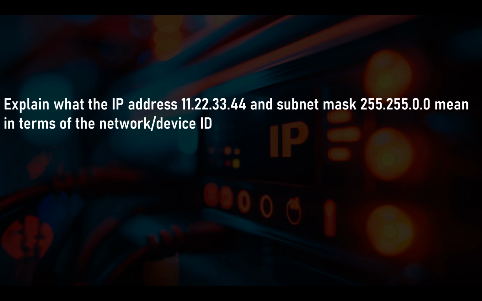Right, so let's explain what the IP address 11.22.33.44 and subnet mask 255.255.0.0 mean in terms of the network ID and device ID.